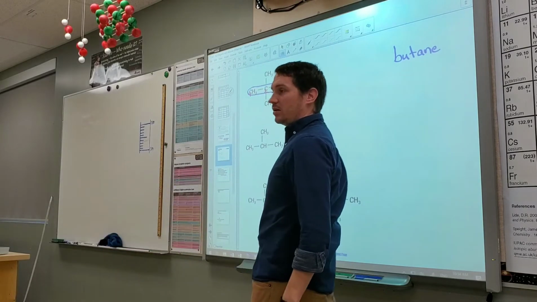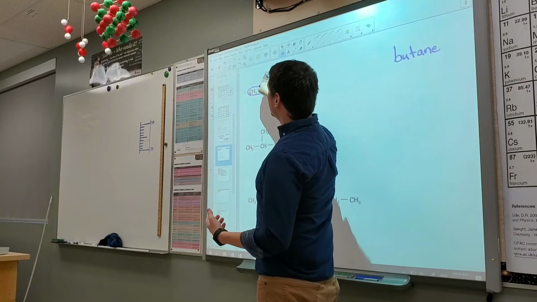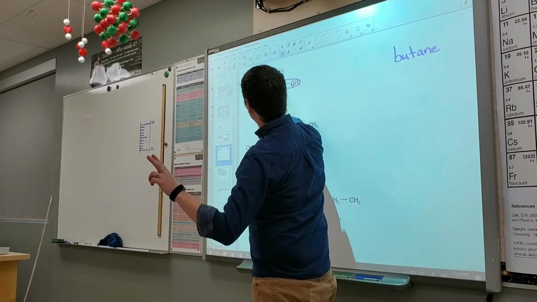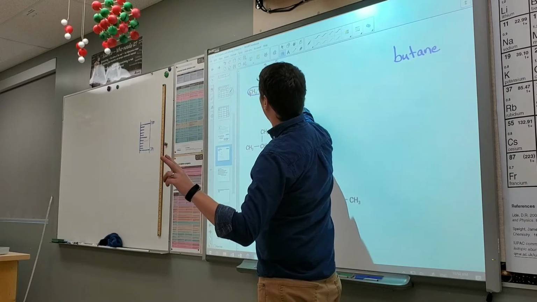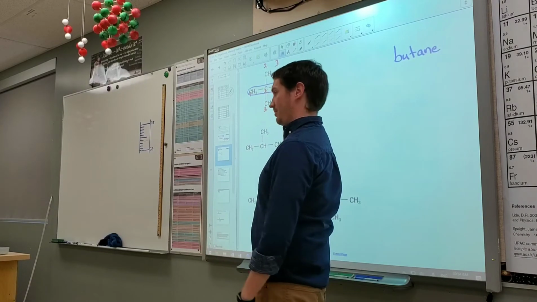Why? Let's add up all the numbers. This thing is attached to carbon number 2, so that's a 2. This thing is attached to carbon number 2, and this thing is attached to carbon number 3. So what's 2 plus 2 plus 3? 5. Wait.